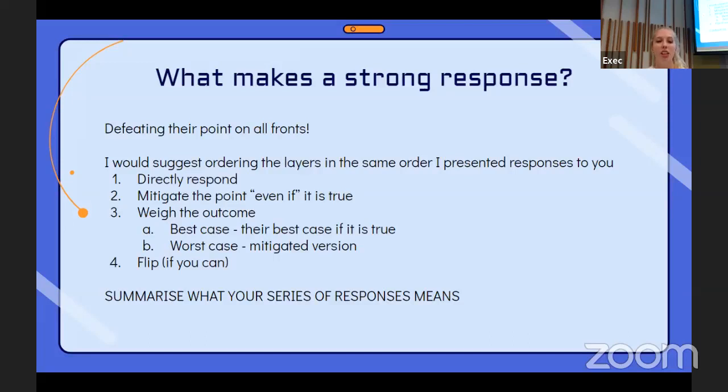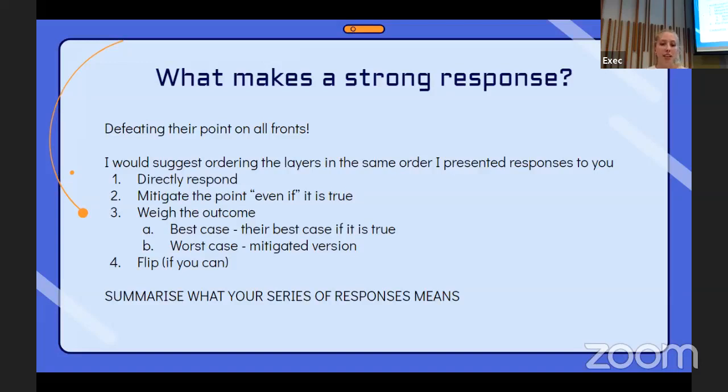So I would suggest that the reason I ordered the explanation of the different types of rebuttal to you in the way that I did was because I would recommend that as the way you layer your responses. So, on how to defeat a point on all fronts: firstly, you want to directly respond to it. So you want to prove why it isn't true and why their point doesn't work in the way it is. So maybe you're responding to a mechanism. Give me X, Y, Z reasons why that mechanism isn't true or why that mechanism doesn't work.